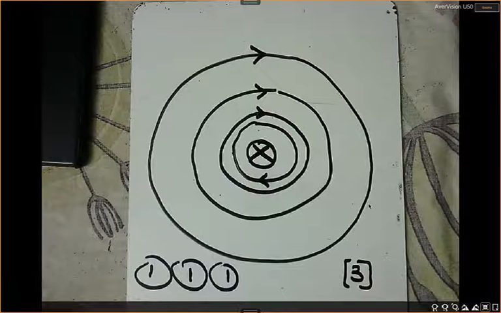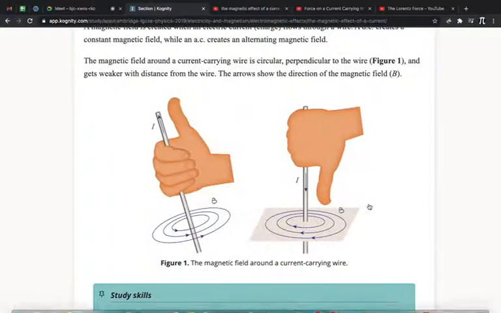To increase the strength of the magnetic field, you can increase the flow of current. So more current means more magnetic field. All right?